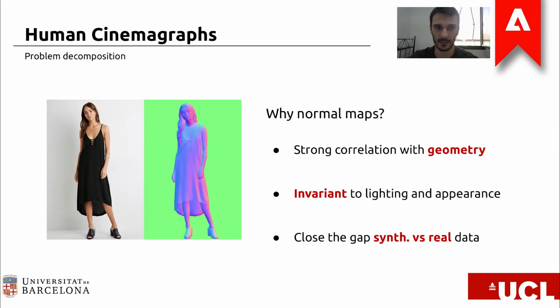Why do we decompose the problem? Why use the normal domain? The effect we want to model, that is, clothes waving in the wind, generates folds and wrinkles on the cloth. This is strongly correlated to the garment geometry, which is more explicitly represented in normal maps. Working in normal domain also simplifies the problem of generating looped videos, since this modality is invariant to lighting and appearance. Thanks to this, it is easier to train a neural network for this task, and it will present better generalization to unseen samples. Finally, in normal space, the gap between real and synthetic data is much smaller. This is especially important for this specific problem.